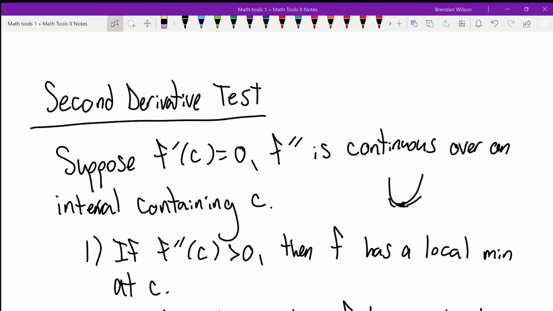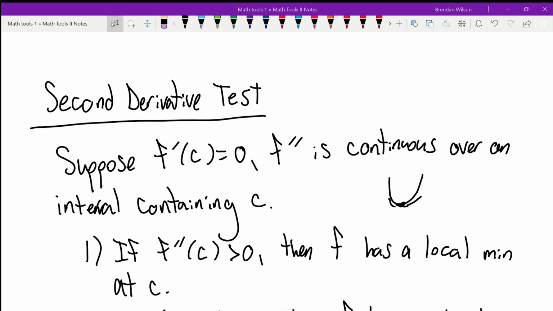So in this video, we're going to talk about the second derivative test. This is similar to the first derivative test in that we are determining whether we have a local min or a max. But as the name implies, this time we're going to be using the second derivative instead of the first derivative.